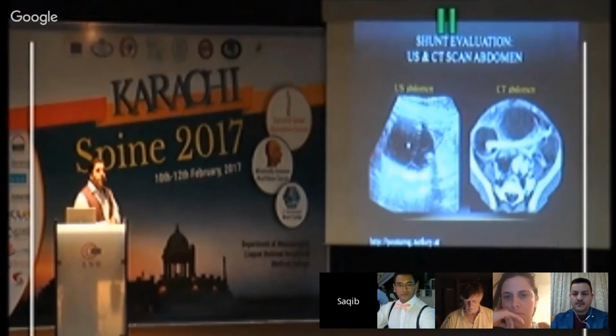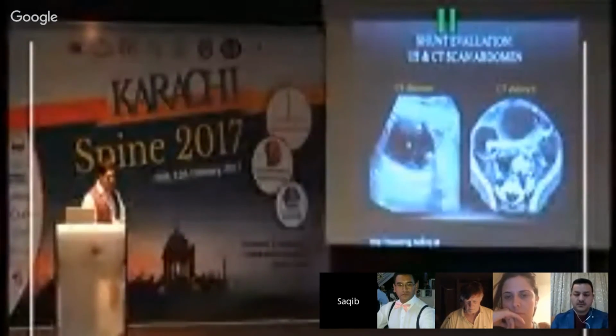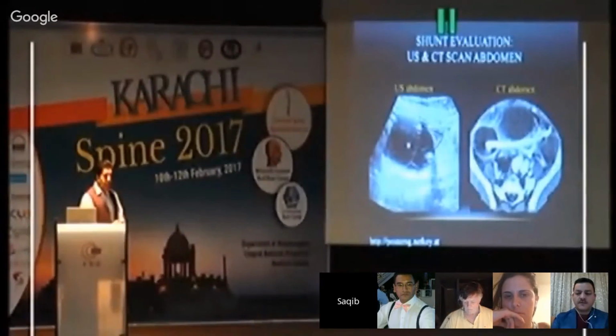There are times when the distal end of the shunt is not working, and to assess that, there are a couple of modalities that you can use. One is ultrasound and the other is the CT scan. They show a collection that is surrounding the distal part of the shunt, which may lead to the shunt malfunctioning.